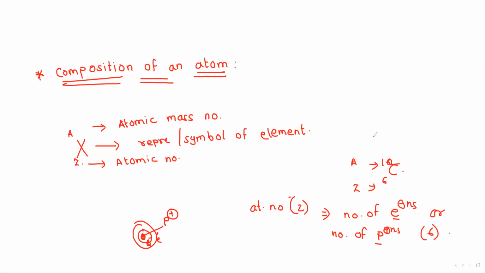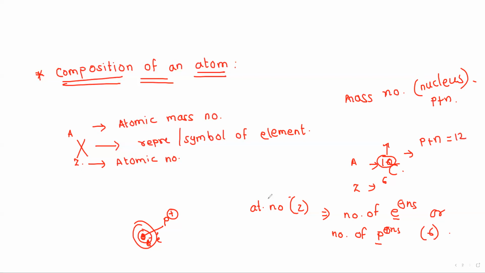Now what about A? A is 12. We already know that the atomic mass number is the mass of the nucleus, and we already know that the nucleus is made up of protons and neutrons. So basically this value suggests the summation of protons and neutrons. This 12 suggests that there is a total of 12 protons and neutrons all together.